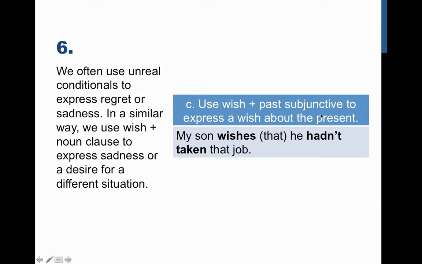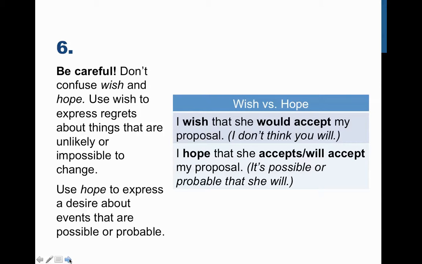Use wish plus past subjunctive to express a wish about the present. My son wishes that he hadn't taken that job. Now wish and hope are different. We use wish to express regrets about things that are unlikely or impossible to change, and we use hope to express a desire about events that are possible or probable.